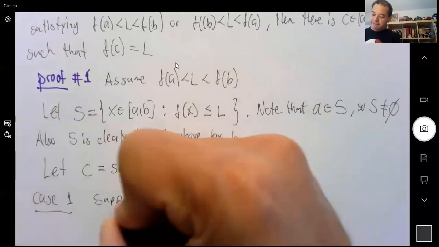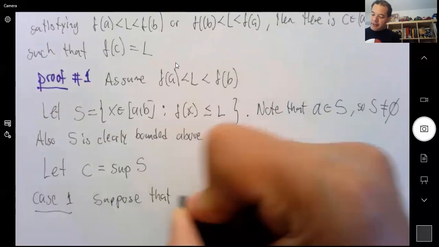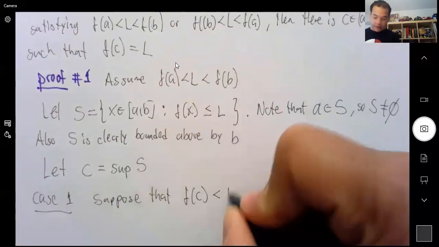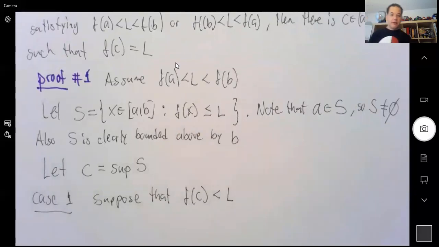Suppose that f of c is less than L. What if that happens? Well, we need to use continuity at some point. So we need to use the fact that the function is continuous at c.